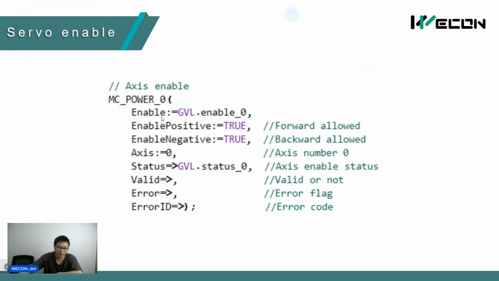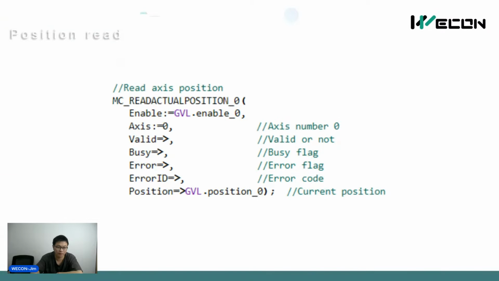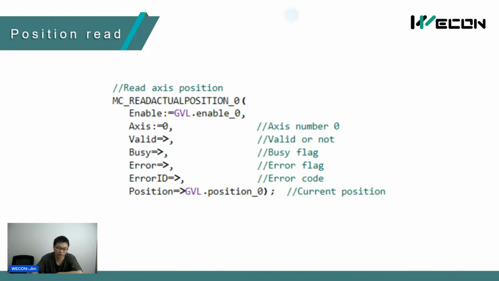And enable is a raising edge trigger to enable the axis. Also we have these two inputs, enable positive and enable negative. This is used to set the allowed running direction for the axis. Usually we set these two inputs to true status.